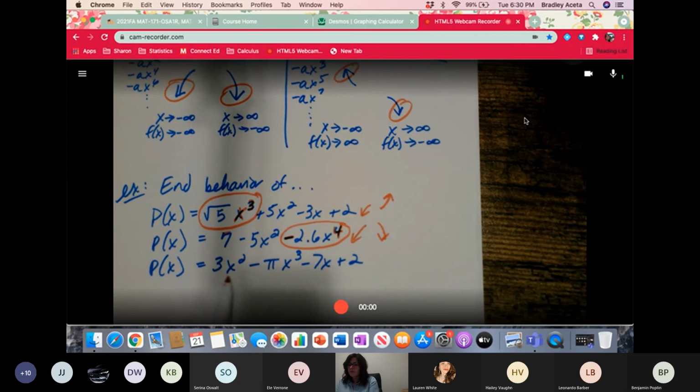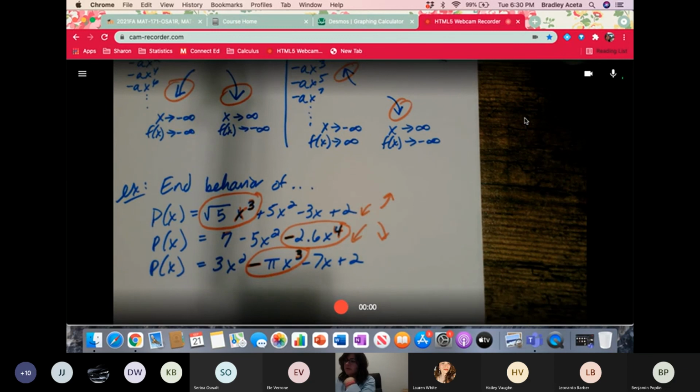What about this one? 3x squared minus pi x cubed minus 7x. Oh, they switched it again. They put the x cubed, that's the highest degree. There's a 2, there's a 3. So let's circle that. Oh, they scared us with a pi. Don't get scared. Pi is just 3.14. You know, square roots are the same. Okay, so it's a negative cube.